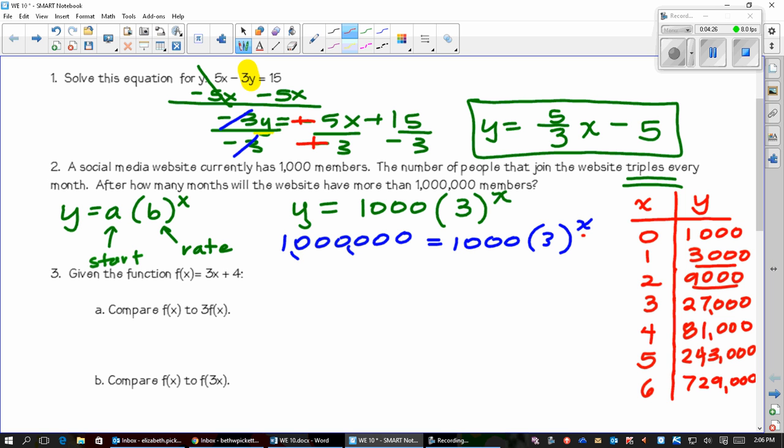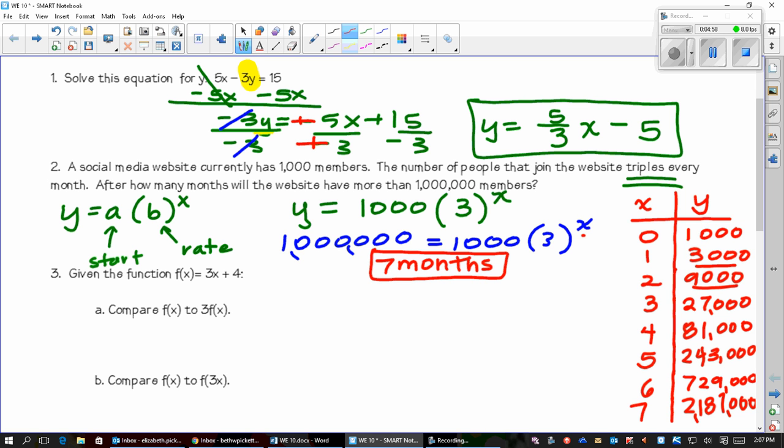Okay, at 7 months, we finally have made it to 2,187,000 members. So the question was, after how many months will it have more than 1 million members? After 6 months, it only had 729,000. So it would take a little less probably than 7 months. But that's the first time we're aware of that it is more than 1 million members.